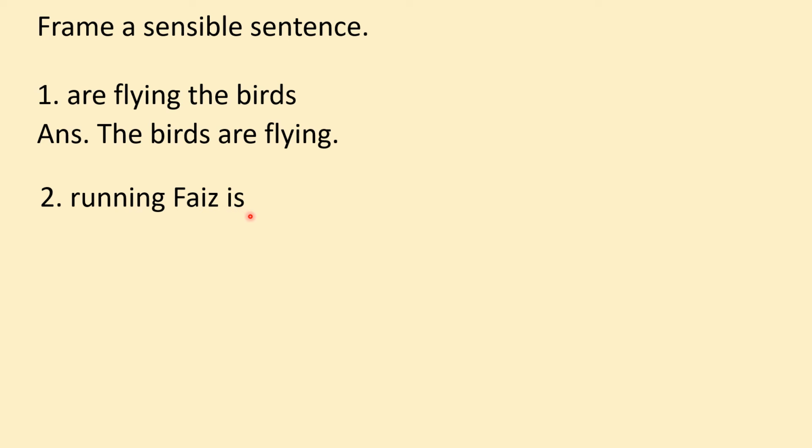Running fares is. Now here how will you make a complete sentence, a sensible sentence? First the naming part, fares. And what is fares doing? Is running. Now I began with a capital letter and I ended with a full stop. Children, whenever you are making sensible sentences from an unsensible sentence, you have to see that all the words are used. Now if here there are 3 words, here also you have to have 3 words. Only then your sentence is complete.